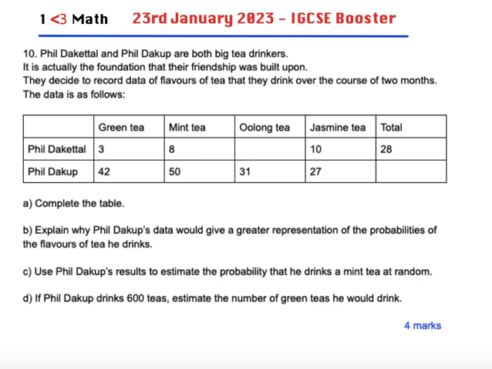So this is question 10. Fill the Kettle and Fill the Cup are both big tea drinkers. It is actually the foundation that their friendship was built upon. They decide to record data of flavours of tea that they drink over the course of 2 months. The data is as follows.